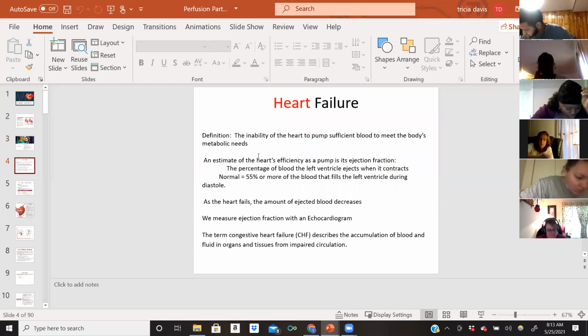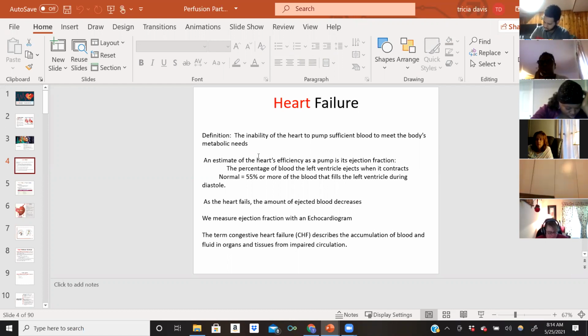All right, when we talk about heart failure, the way we can gauge it is that we can do an echo on our patients and look at what we call their ejection fraction. The ejection fraction is the percentage of blood that the left ventricle ejects every time it contracts. In a normal functioning heart, we want that to be 55% or more of the blood that fills the left ventricle during diastole. That's indicative of a healthy, normally operating heart. Any number less than 55%, then we know there's some type of heart issue.